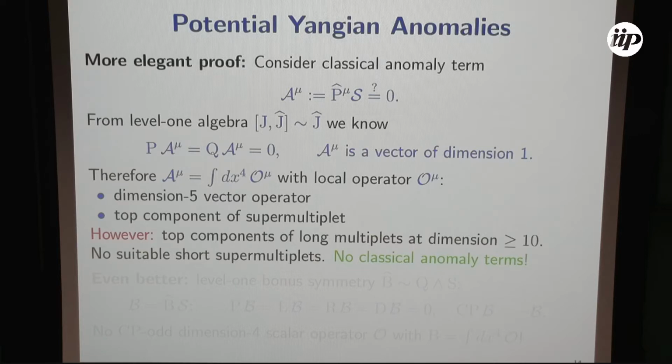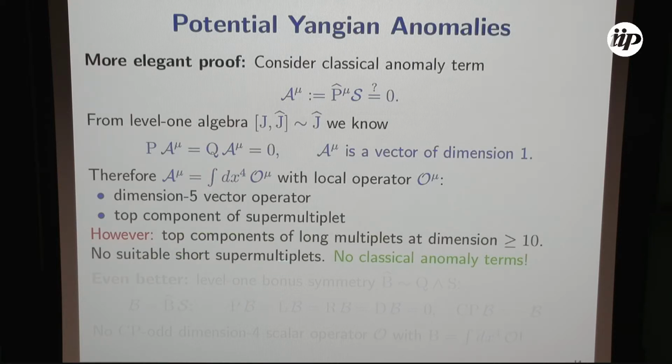However, here you have N=4 super Yang-Mills and the PSU(2,2|4) superconformal algebra. And the top components of long multiplets, there are two different types of multiplets. There are long ordinary multiplets, which are very long, and the top components, which are supersymmetric, are at dimension at least 10, which means that a dimension 5 vector cannot be the top component of such a long multiplet.